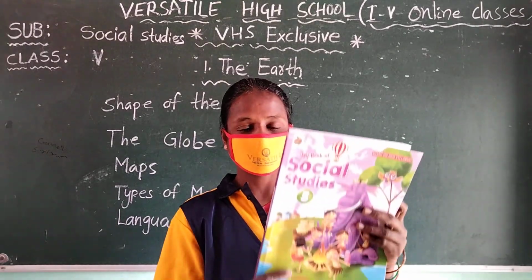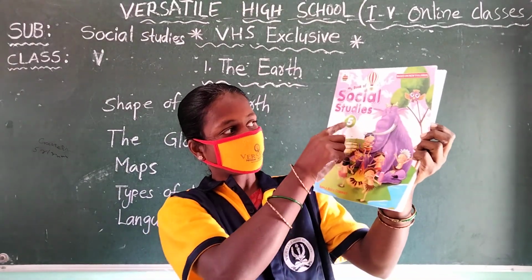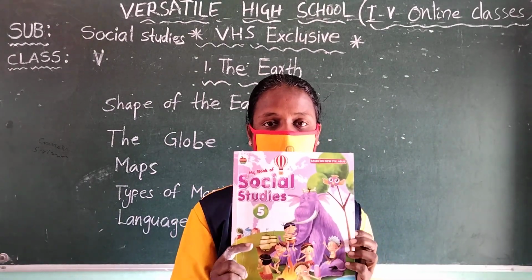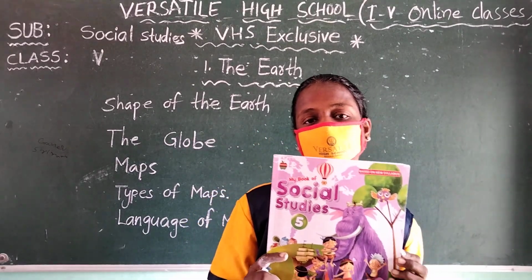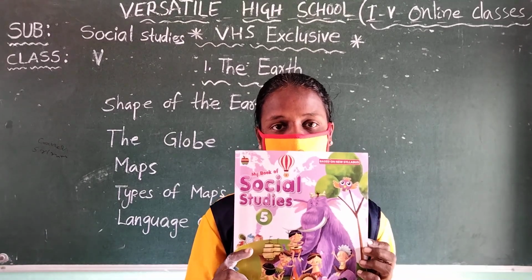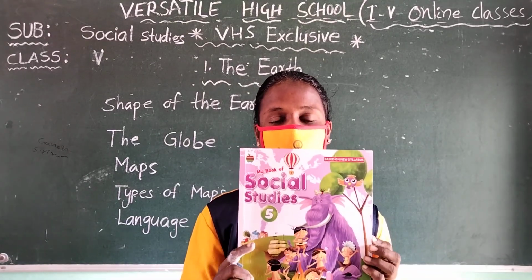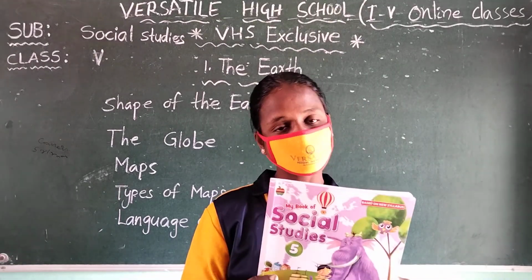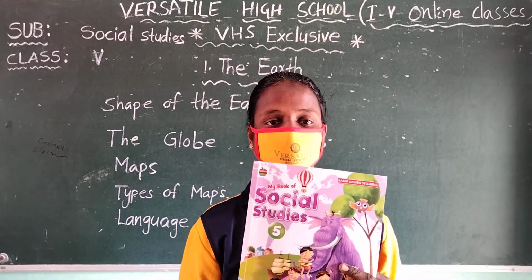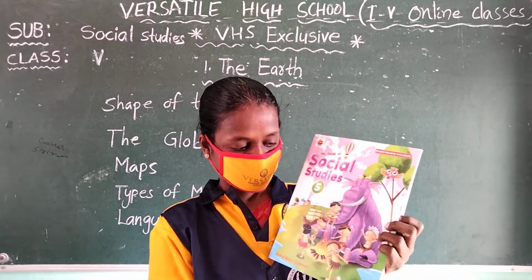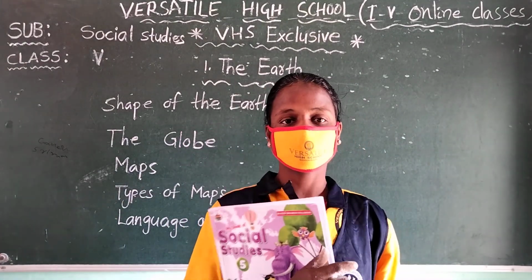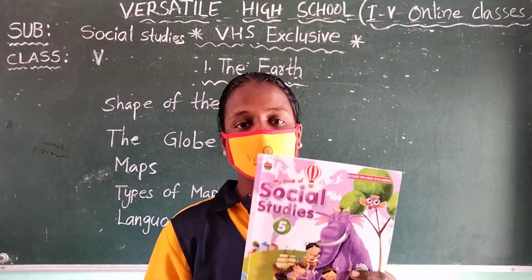Children, once see this book. This is your 5th class social studies book. Books are available in our school. You must purchase the book from our school, Versatile High School. If you do not have books, you can't understand what the teachers are explaining in this class. Why? Because if you have the book, then what the teachers are explaining, you will see in your textbook, and you will easily understand.